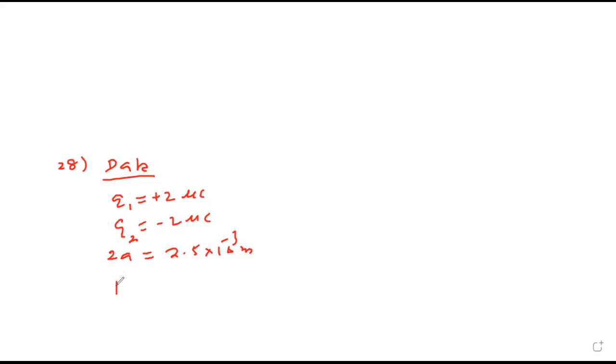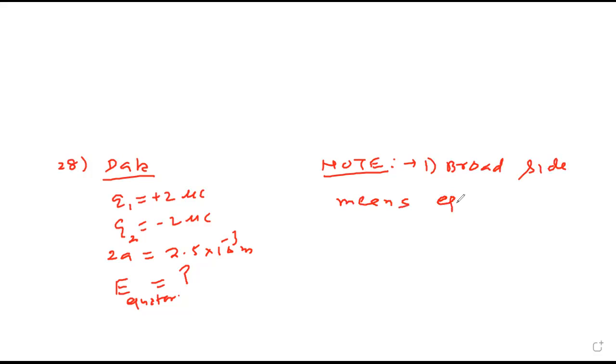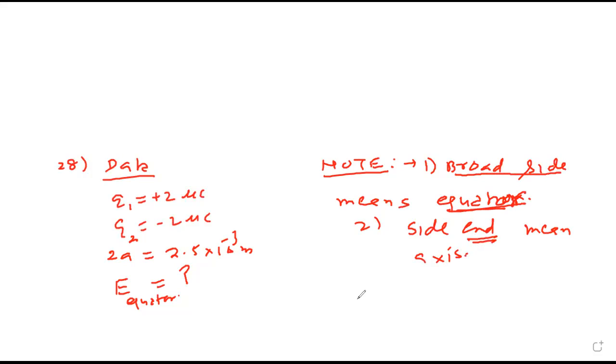Determine magnitude of electric field E. Broadside position means equator. No time writing so that you remember. Broadside means equator. Side end means axis. So broadside means equatorial position, side end means axis position.